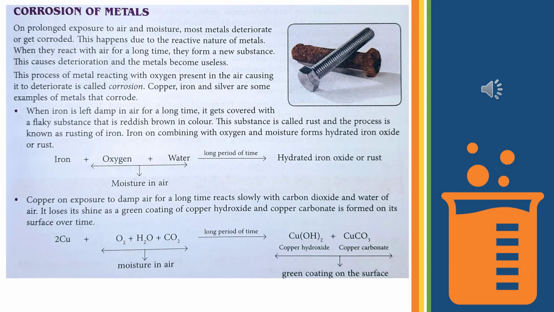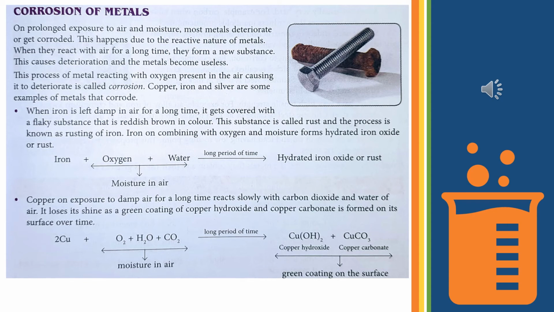Metal articles, when exposed to air and moisture for a long time, lose their luster. This is due to the reaction of metals with some of the gases in the air, which leads to the formation of a thin layer of metal carbonates, metal oxides, or sulfides. The process of gradual destruction of metal due to the attack of atmospheric gases and moisture on its surface is called corrosion.